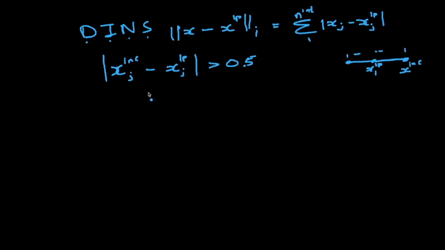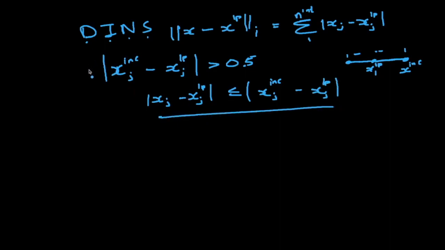So how do we model this? It's very simple. Xj minus Xj LP is less than or equal to Xj incumbent minus Xj LP. That's one sort of neighborhood. Let's call this set J.